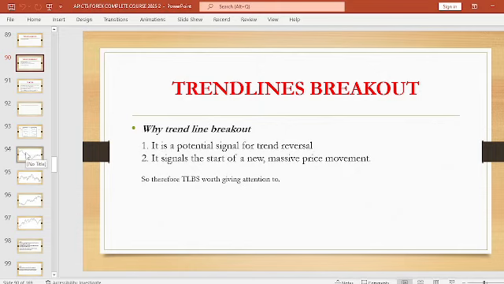So we call that one trend line breakout. As you can see on my screen, trend line breakout is also a very powerful strategy. In fact, I use trend line breakout much more than I use trend line bounce. It's a very powerful trading strategy.